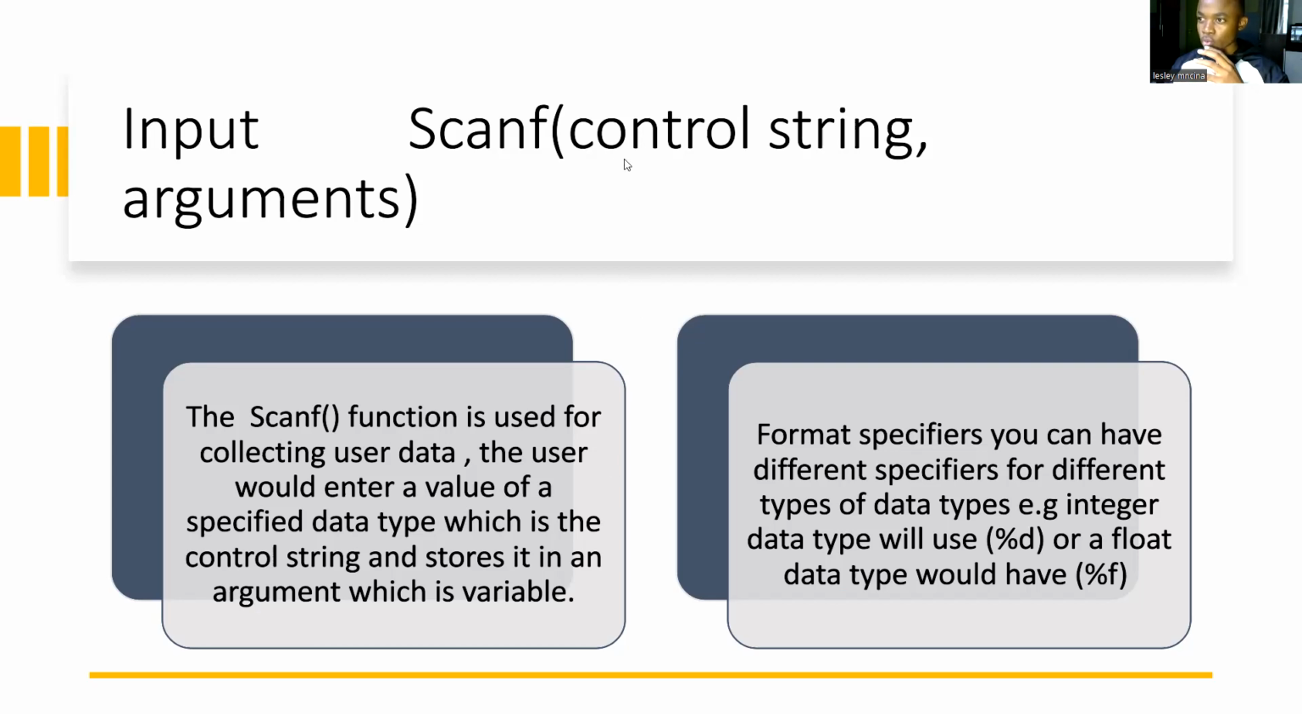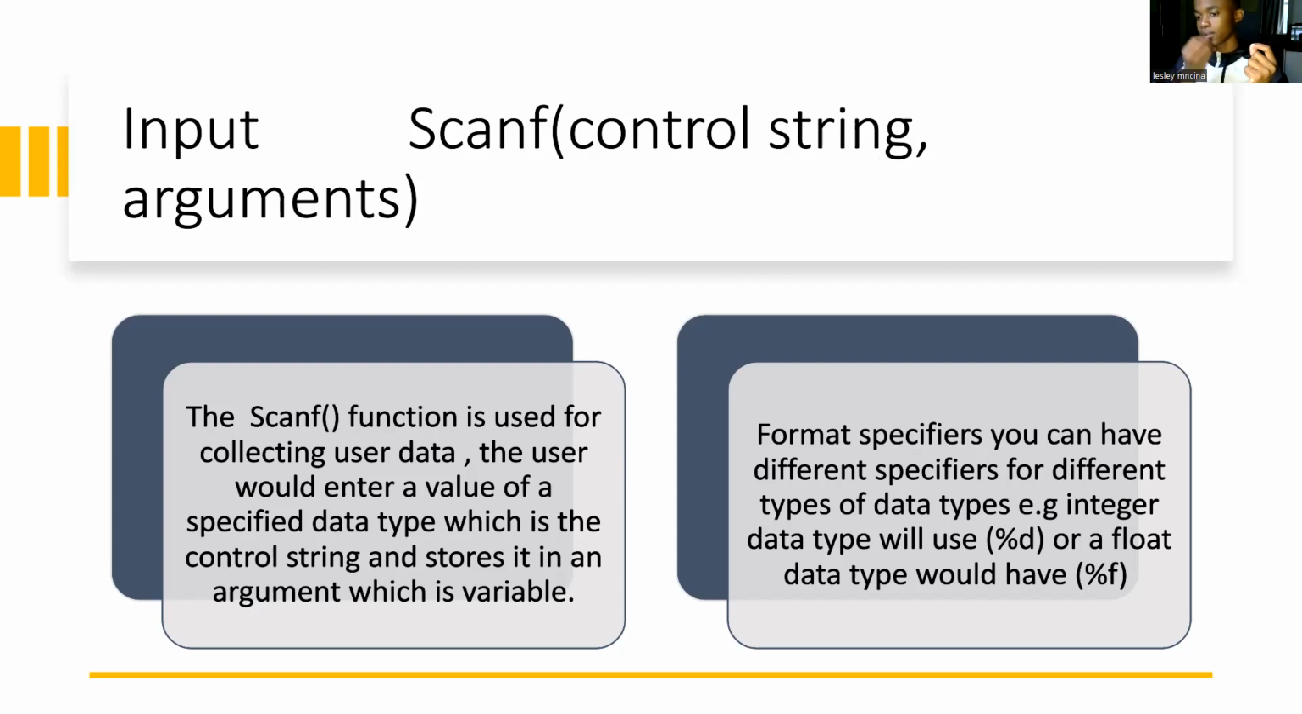So this is the control string in our scanf function. This is where we specify what kind of data we're looking for, the data type. Is it a string? Is it a float? Is it a character? Okay. And then we'd have the argument. Where will this data type be stored?